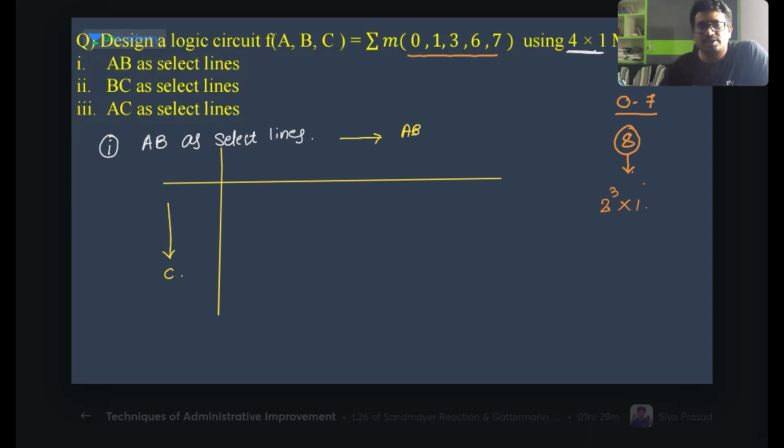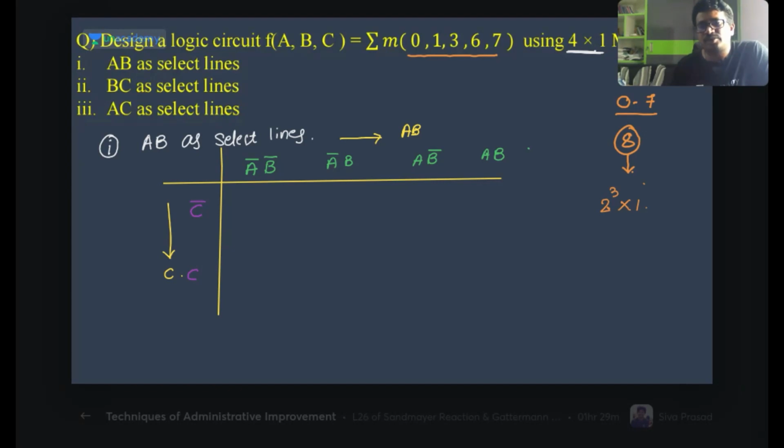Vertically, we have taken C combinations. Here, this C combination means C bar and C are the possibilities. And in AB, the combinations are, tell me how we can take them. First, we can take A bar, B bar. Next, A bar, B. Next, A, B bar, and now here AB.